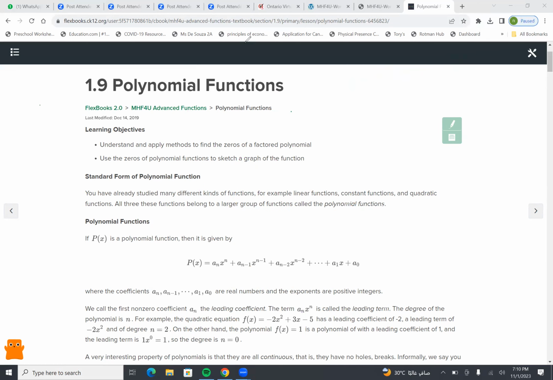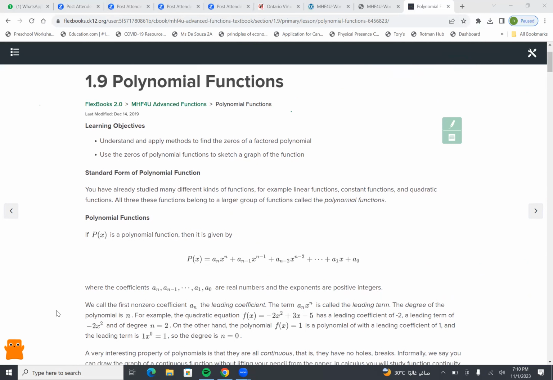So now we are going to learn how to write the polynomial function in the standard form. Standard form of the polynomial function. You have already studied many different kinds of functions. For example, linear functions like 2x plus 3 have degree 1. A constant function has degree 0. A quadratic function has degree 2.